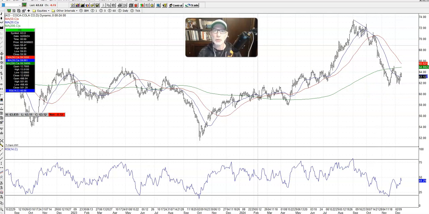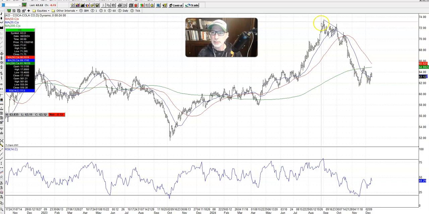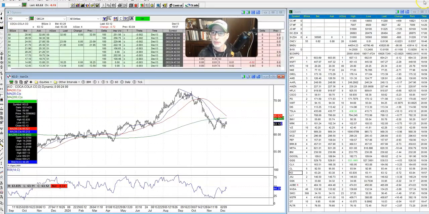I talked about Coke in one of our newsletters recently for longer term trades. We talk about buying deep in the money calls as a long-term bullish trade. This could be an opportunity to buy here. Could get some support right in the low 60s. Keep an eye on Coca-Cola for the long run.